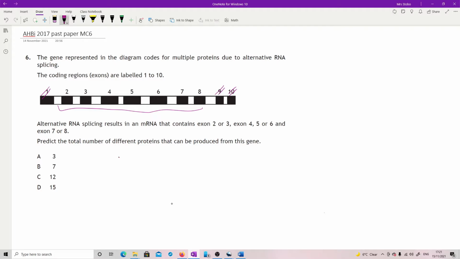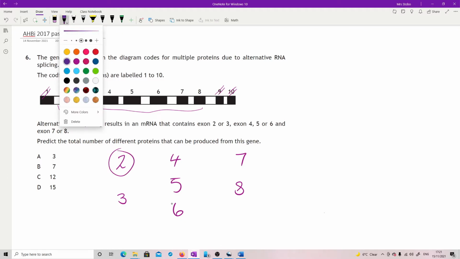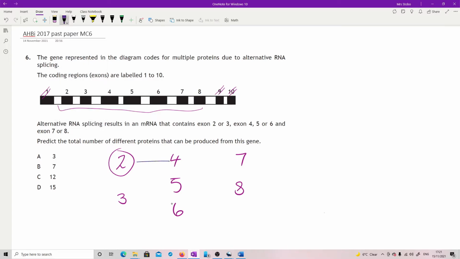There's lots of ways you can do this, but this is how I set it out. My options are 2 or 3, or 4, 5 or 6, or 7 or 8. Let's assume that we're starting at 2. So at this point, I have 3 options. I could go to 4, or 5, or 6. But then I have another 2 options on each of these. So I could go 2 to 4, and then I could go 7 or 8. I go 2, 5, and then I could go 7 or 8. I could go 2, 6, and I could go 7 or 8.